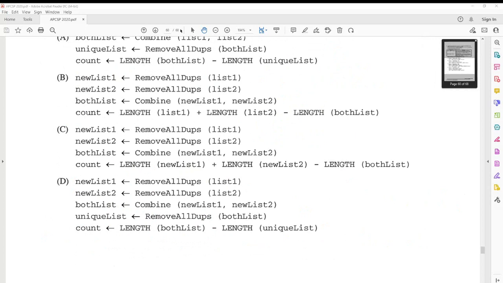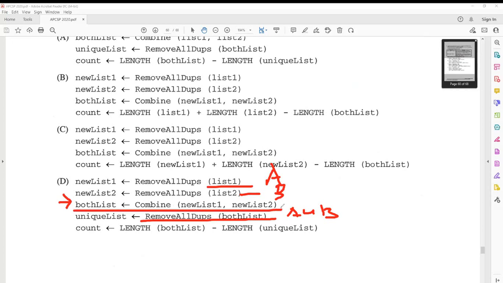So this one is the size of A, this one is the size of B. You combine and remove the duplicates, so this is the size of A union B. Your A plus B size minus the union size gives you the count, which is the intersection size. So the answer is D. Is that okay?